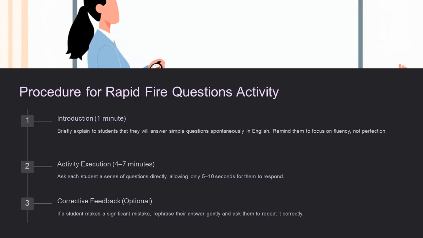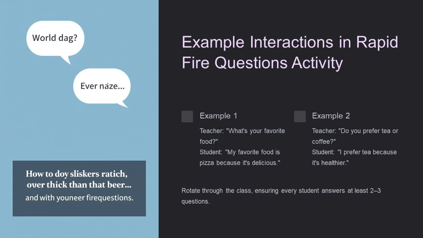The procedure for the rapid-fire questions activity includes a brief introduction, activity execution where students answer questions spontaneously, and optional corrective feedback if a student makes a significant mistake. Here are some example interactions. For instance, the teacher asks, what's your favorite food? And the student responds, my favorite food is pizza because it's delicious. Rotate through the class to ensure every student answers at least 2-3 questions.